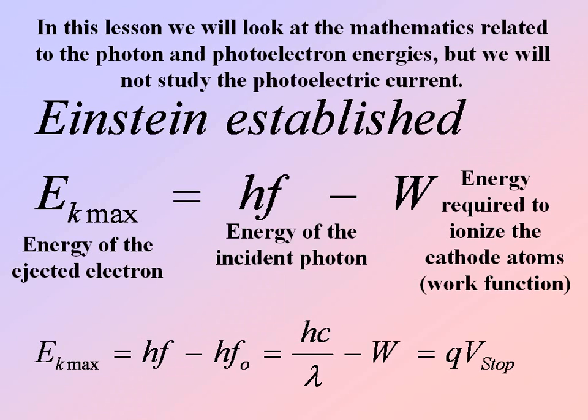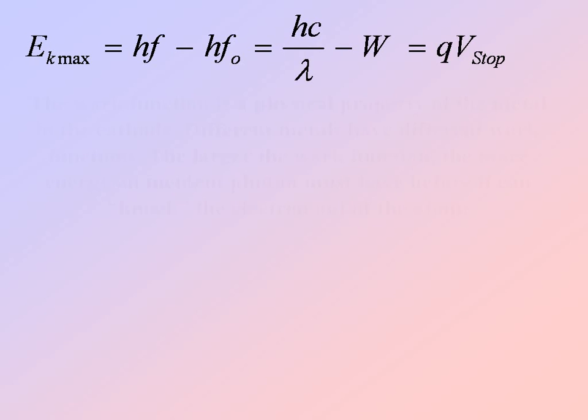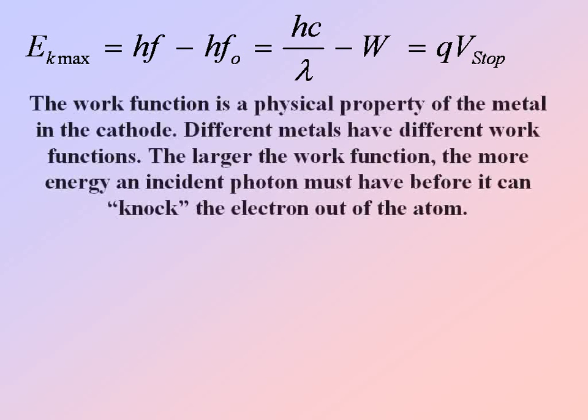You can see that EK max of the electron again is equal to hf. Now it turns out that the work function is the minimum energy required to liberate an electron, and so we say that f0 is the threshold frequency, or the lowest possible frequency required. We also see there's a variation on hf when we show hc over lambda using the wavelength rather than the frequency. We'll discuss the threshold frequency and the stopping voltage later in this lesson.